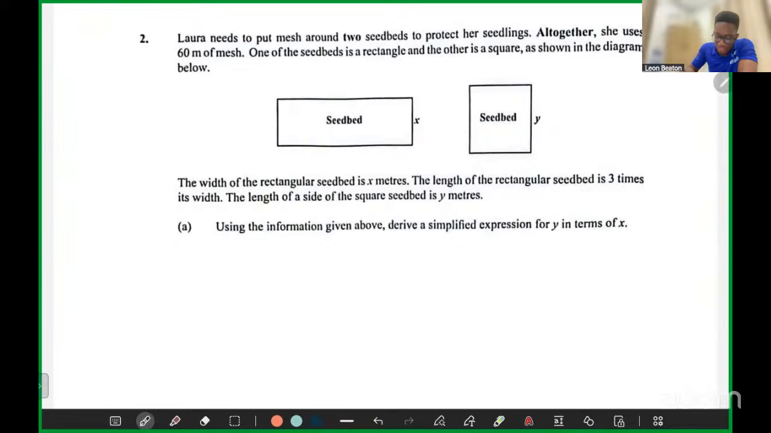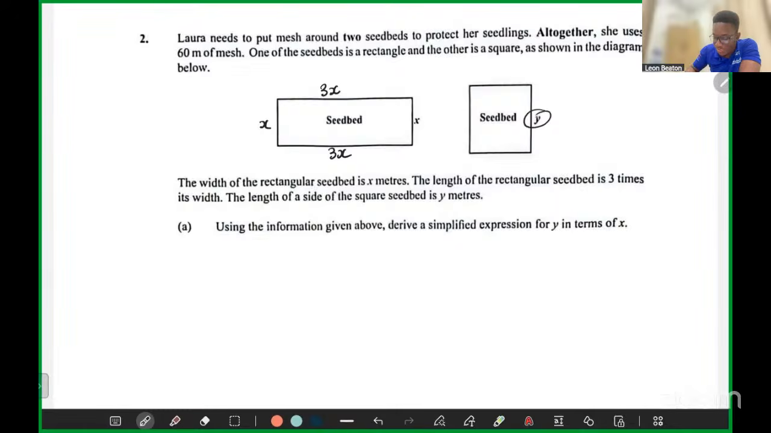So they told us that when you add up the perimeter here and the perimeter here, it would be 60. So we need to find the perimeter for this and the perimeter for this, add those two together and equate it to 60. We see this side is x, so this side is also x. The width of the rectangular seed bed is x, and the length is 3 times its width, which would be 3x. So if that side is 3x, this side will also be 3x.